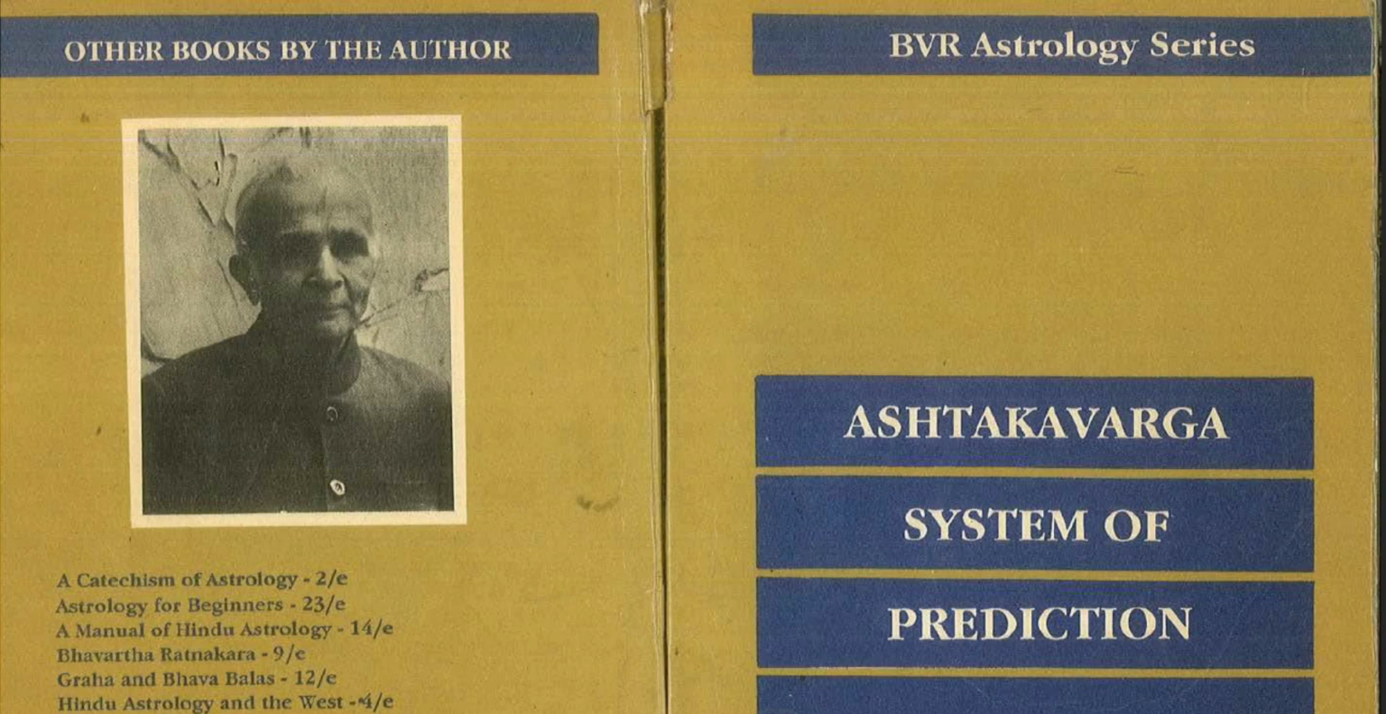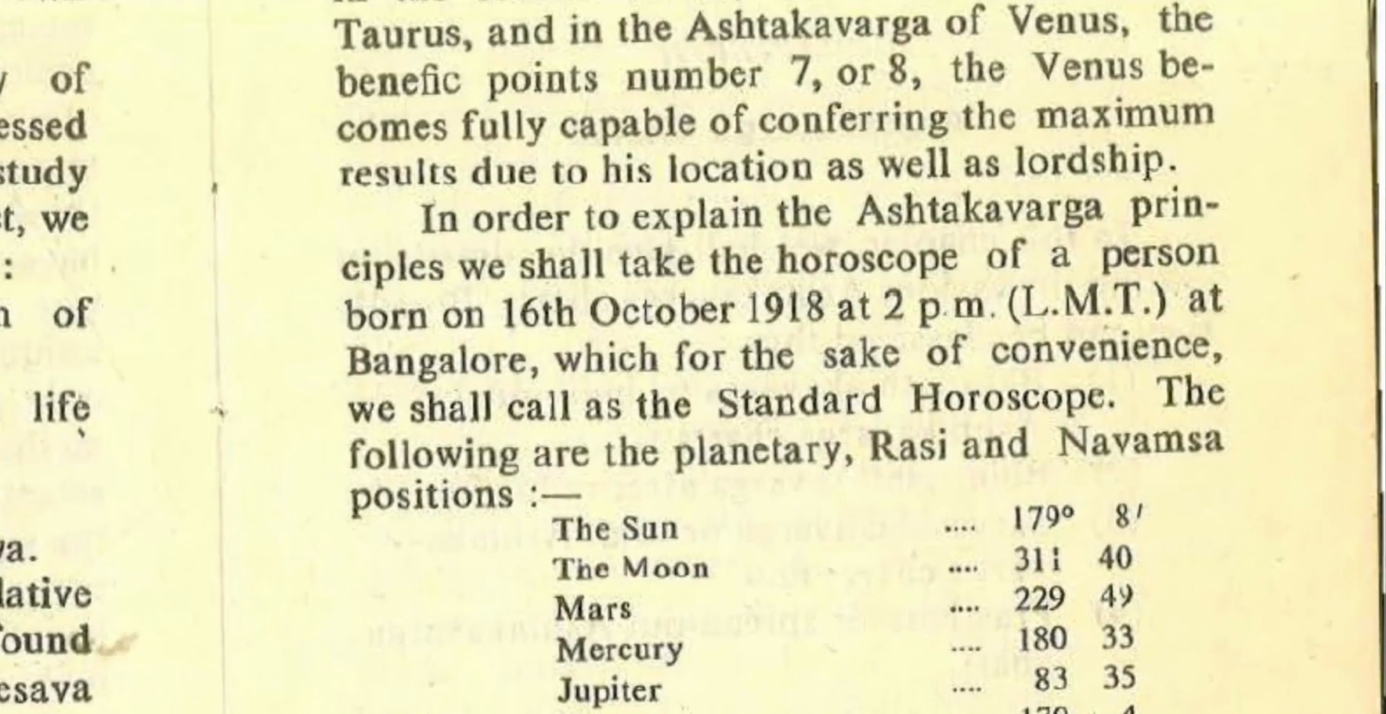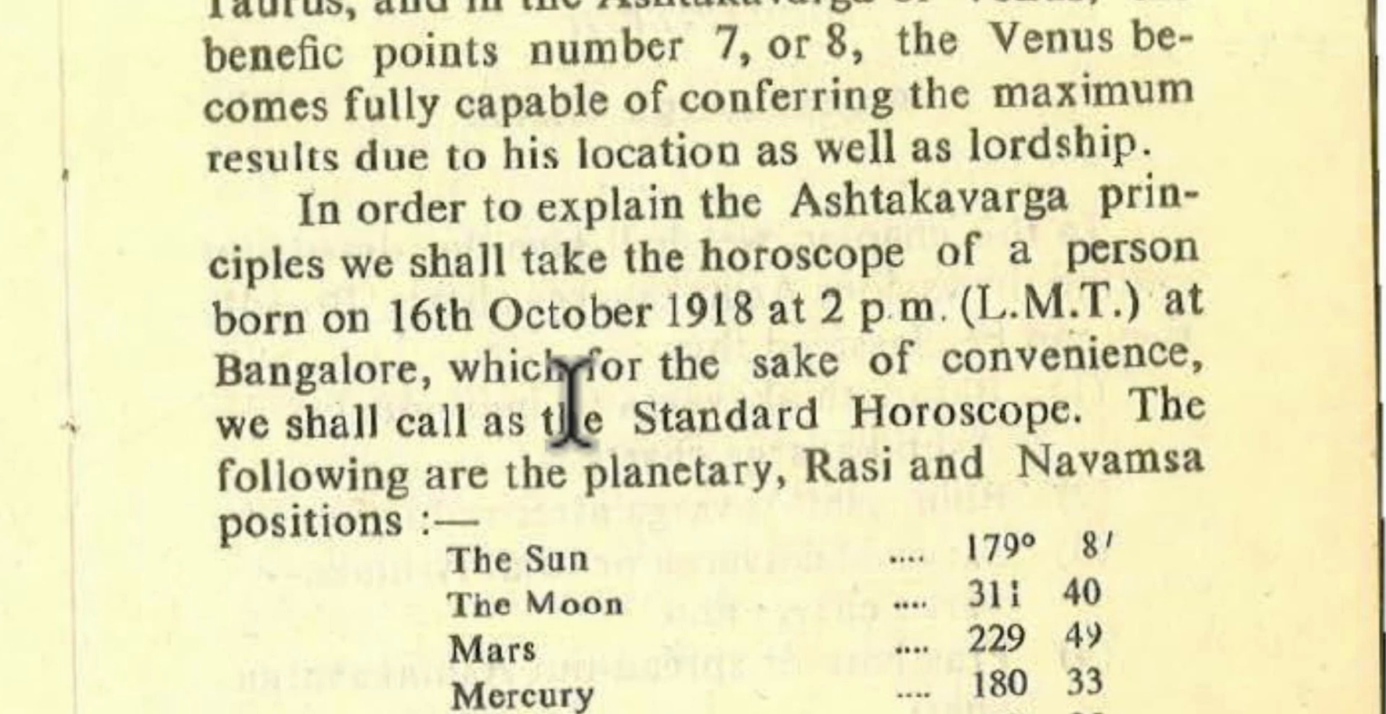Hi, this is a quick video to explain the difference between local mean time and standard time. When you're doing Vedic astrological calculations, like mentioned by the book here in B.V. Raman's book, you're going to come across a term called local mean time, or LMT. So you can see here, for instance, this is B.V.